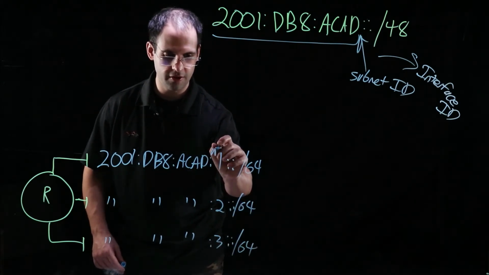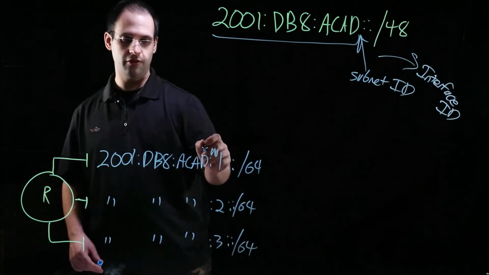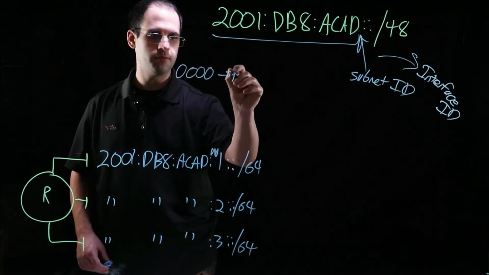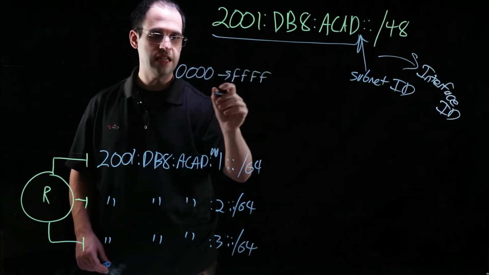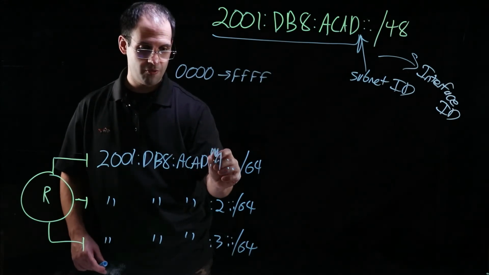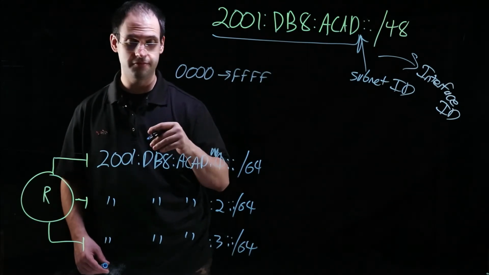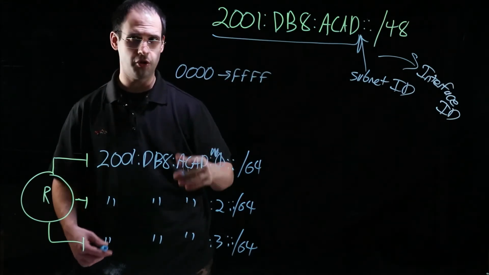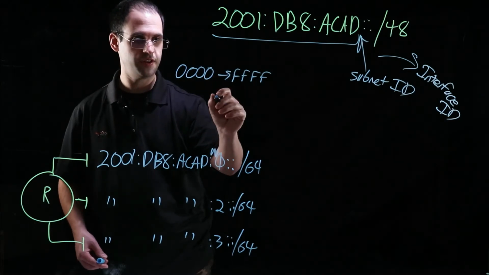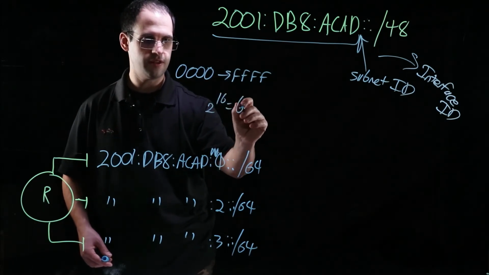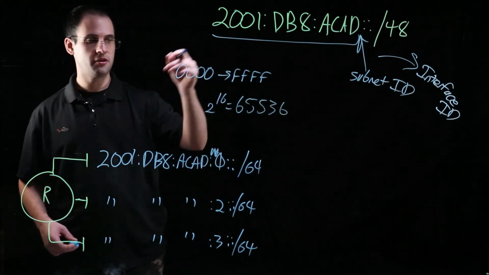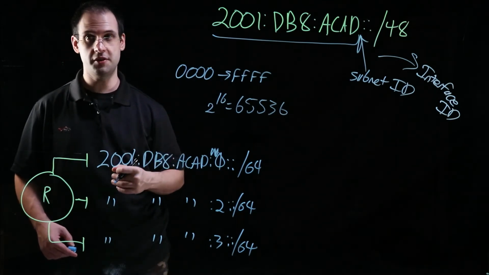Now remember, there are 3 leading zeros in front of this, and as long as it's some combination between 0, 0, 0, 0 all the way up to F, F, F, F, including both of these, you can use both of these. So 0 is a valid subnet, and all Fs is a valid subnet. Altogether, that's 16 bits, 2 to the 16th, so you have 65,536 different subnets you can create per /48 global routing prefix that would be assigned to you.